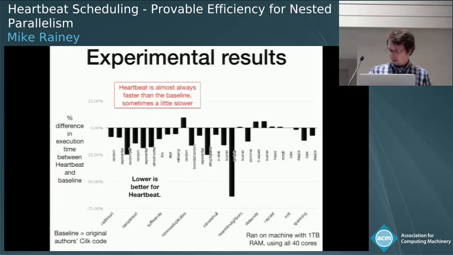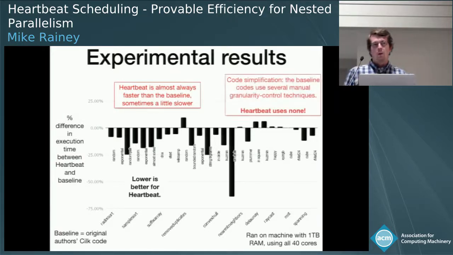So the other result here that isn't showing in the plot, though, is that the original author's Silk code used 3 different kinds of manual granularity control techniques, a variety of heuristics, and these showed up in various places all across the code. What we were able to do with this implementation was use a single uniform technique and none of those manual techniques, and in many cases get better results.